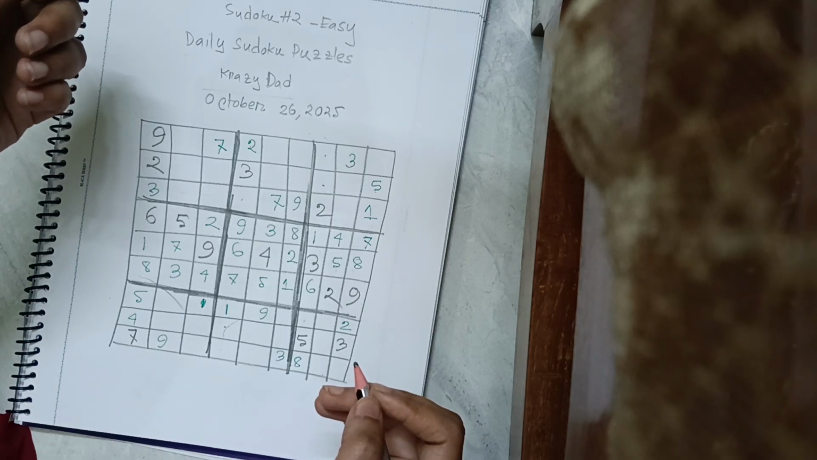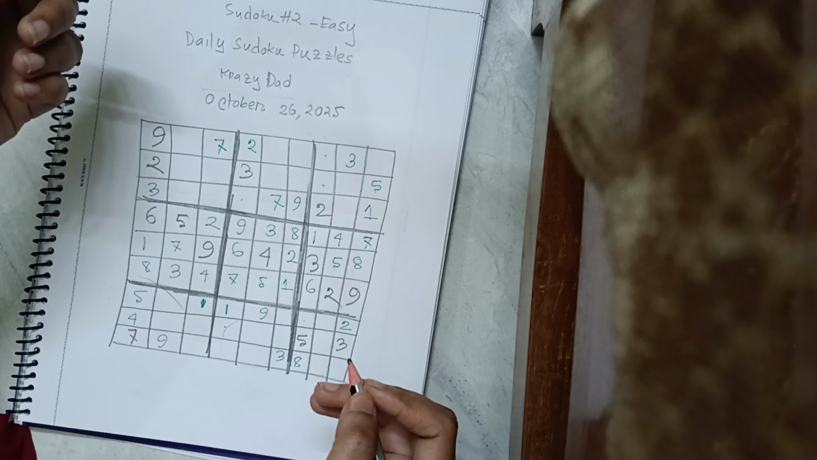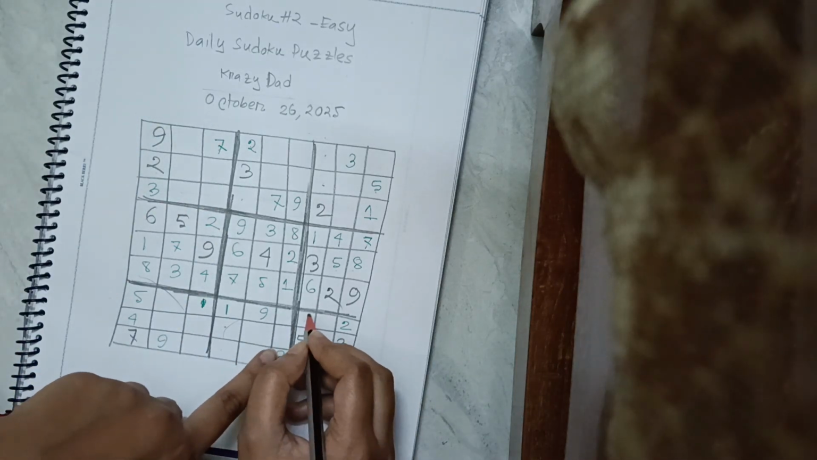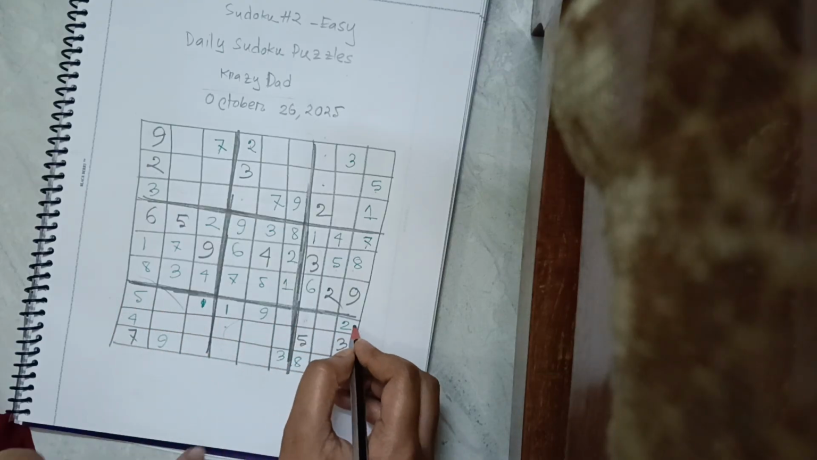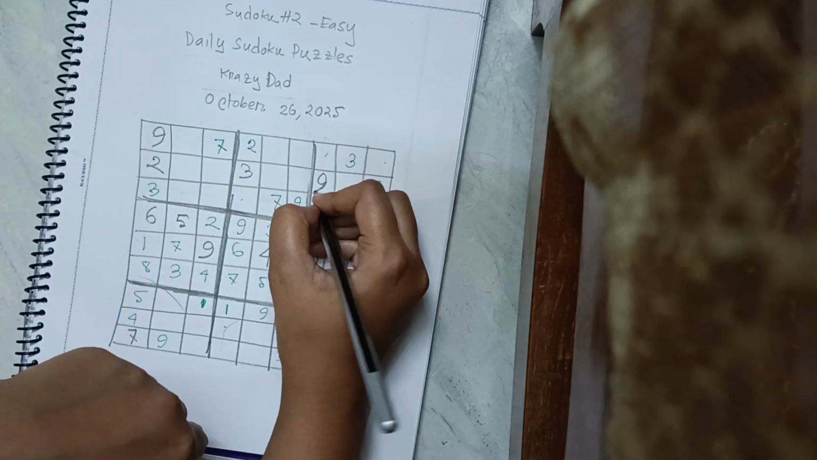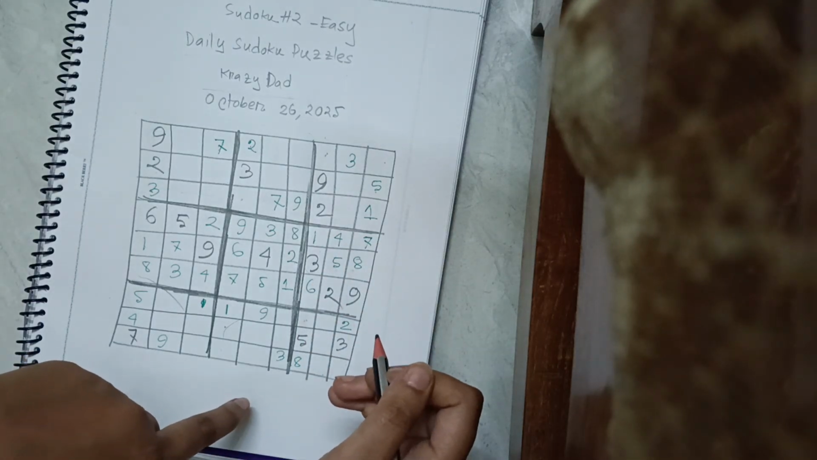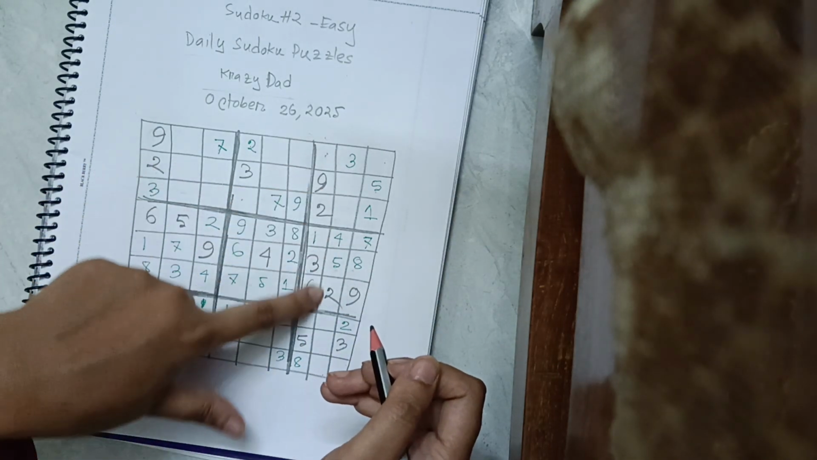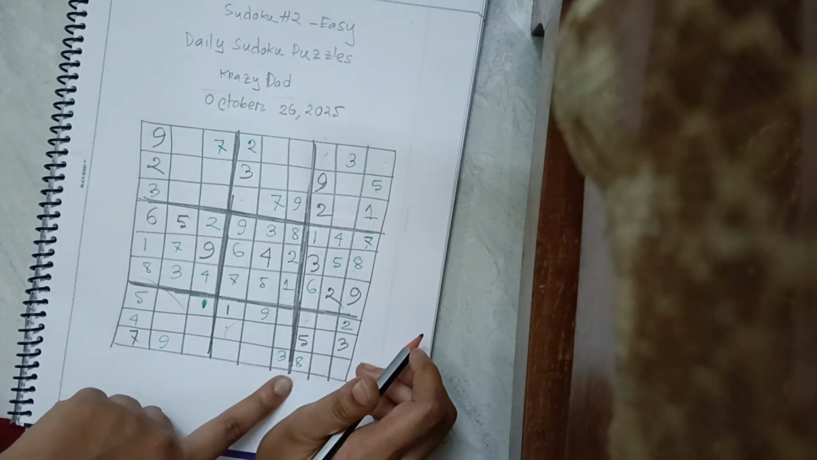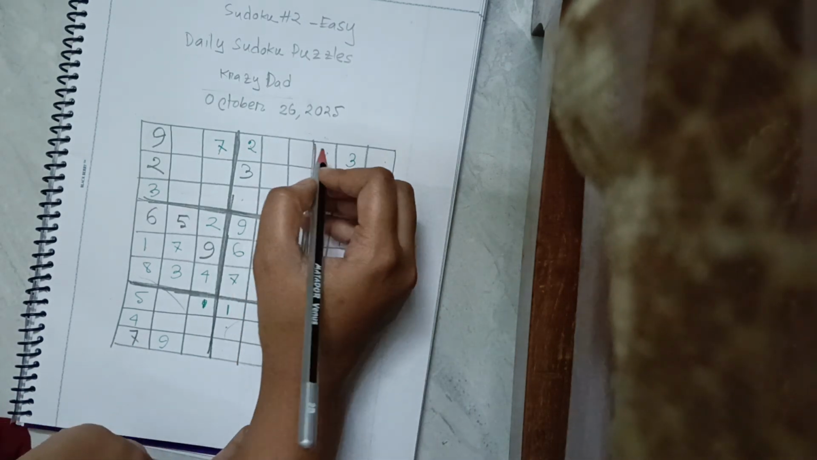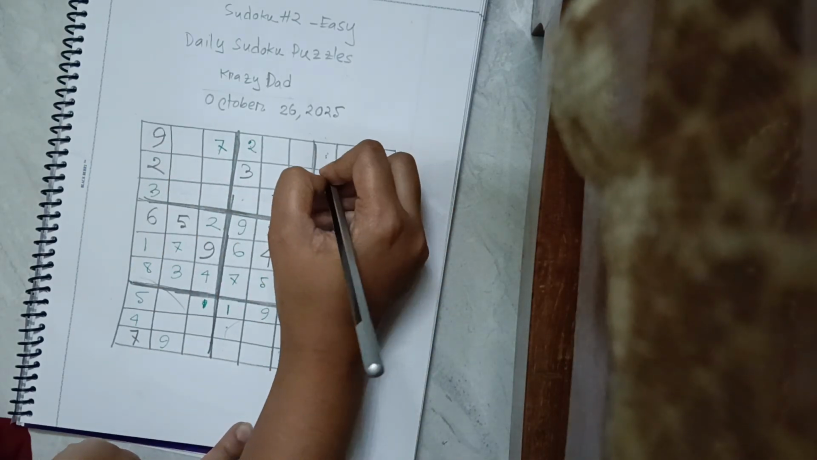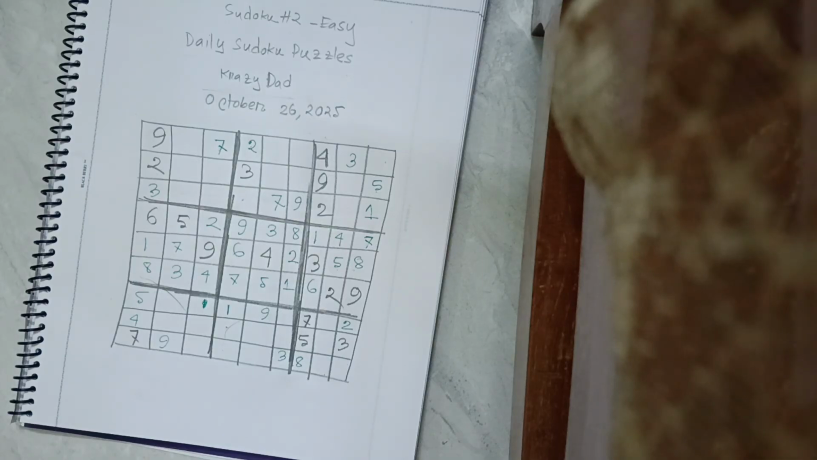What about 9? Okay, there is information about 9. We cannot write 9 in this box because 9 is already in this row. We cannot write it in this box because 9 is already in this row, so 9 must be here. So what about the left numbers in this column? The left numbers are 4 and 7, right? Okay, we cannot write 7 here because 7 is already in this row, so 7 must be here. So the left number is 4, that must be here.